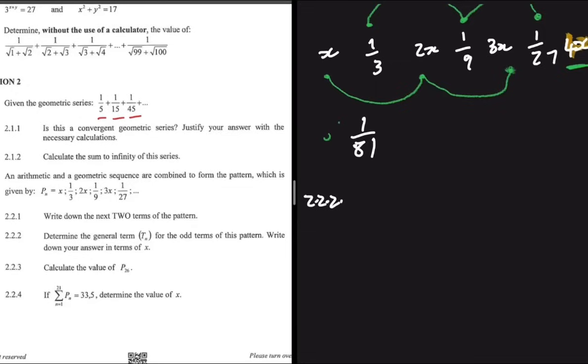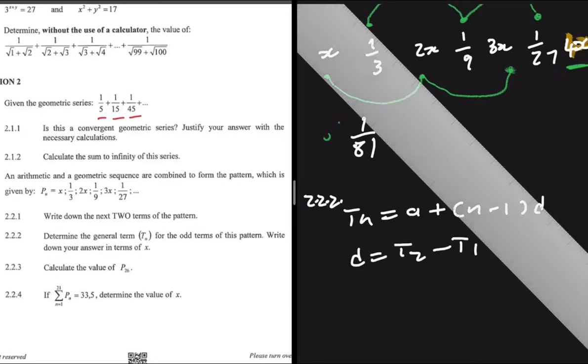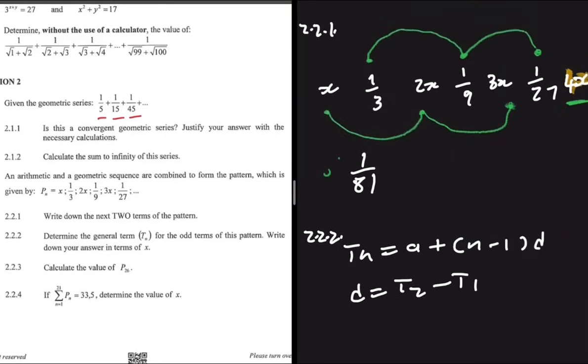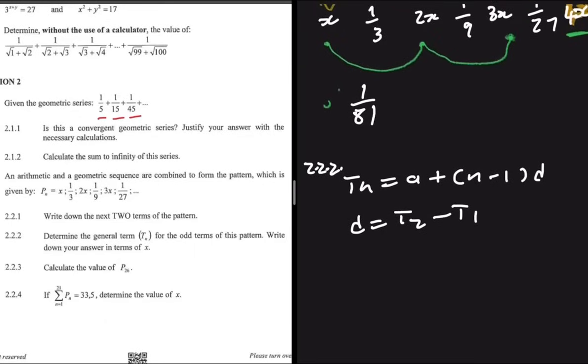2.2.2: determine the general term Tn for the odd terms of this pattern. Write down your answer in terms of x. So the odd terms are the arithmetic ones. We know that Tn is equal to a plus n minus 1 multiplied by d. So let's go ahead and find the difference. That is T2 minus T1. In the arithmetic sequence, T1 is x, and T2 is 2x. So the difference is 2x minus x, which is just x.